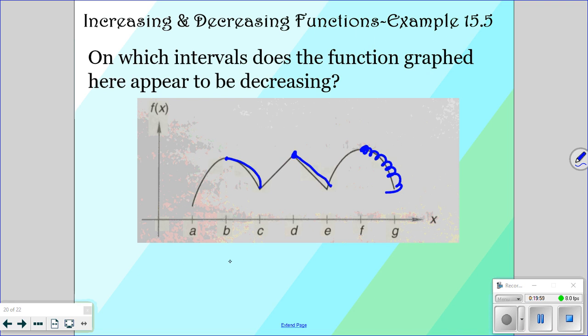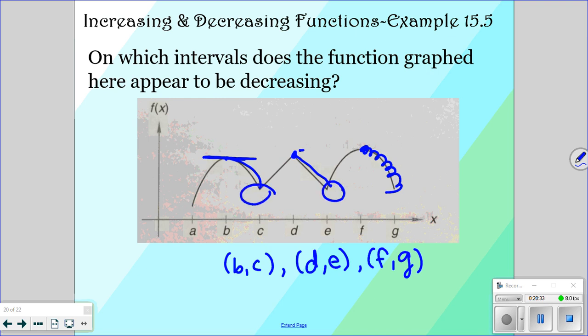How are we going to write that? Open parentheses, B, comma, C. Open parentheses, D, comma, E. Open parentheses, F, comma, G. Why do we use open parentheses and not closed brackets? Because at B, C, D, E, F, and G, it's not increasing or decreasing. If I drew a tangent line here, it would be a slope of 0. You can't actually draw tangent lines here, here, or here, but it's the same concept, that it's neither decreasing nor increasing at those exact points.